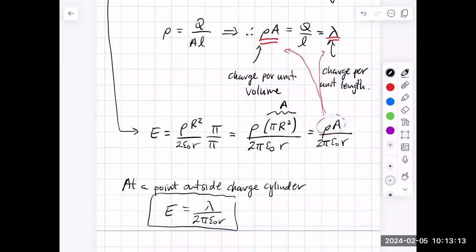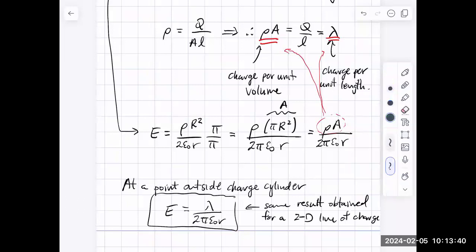And if you look back in our notes, that's exactly the result that we got for a simple line of charge. So this is the same result obtained for a one-dimensional line of charge. Sorry, I shouldn't call it two-dimensional. I should call it a one-dimensional line of charge, right? We're thinking of a line of charge that has no radius. It's just an infinitesimally small line of charge that just continues in one direction.